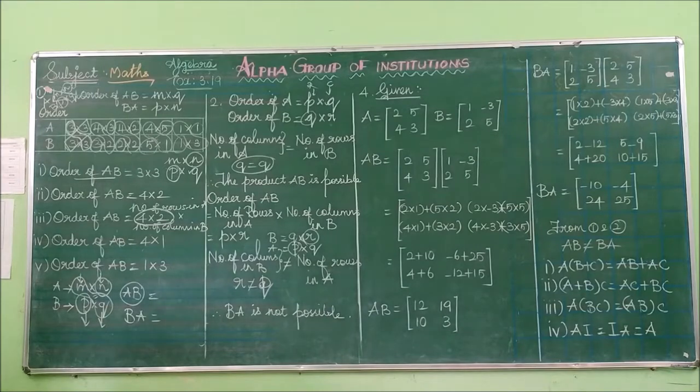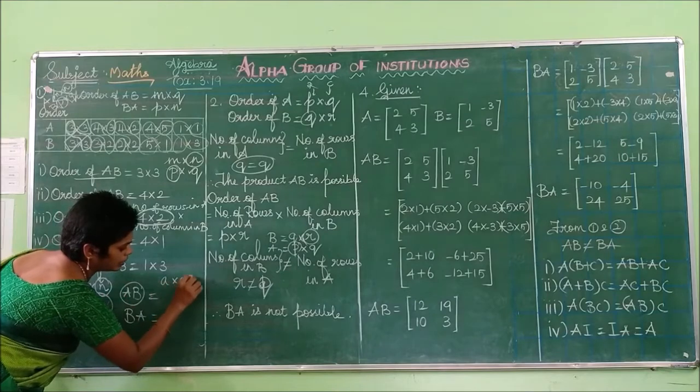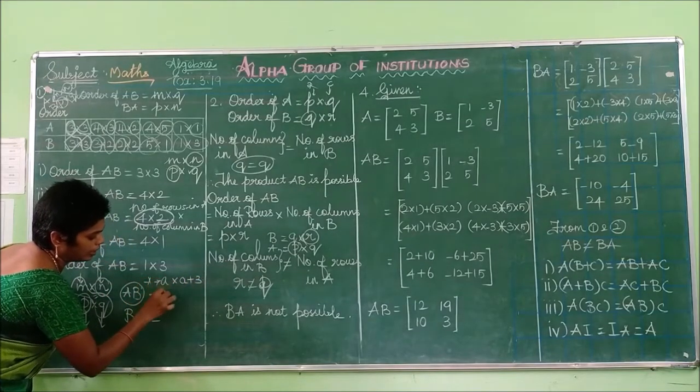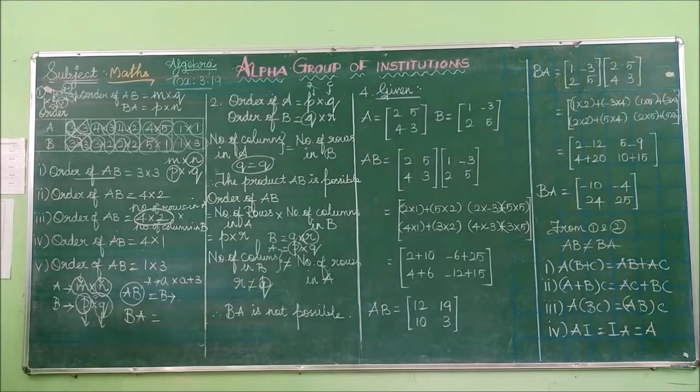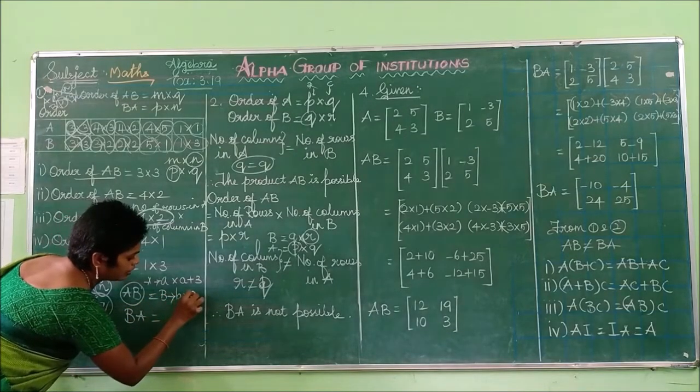So what is our third question? Our third question is: A has a rows and a plus 3 columns. B has b rows and 17 minus b columns. And if both products AB, BA exist, find a comma b. So here the given statement, A has a rows and a plus 3 columns. This is for A. And B has b rows and 17 minus b columns.